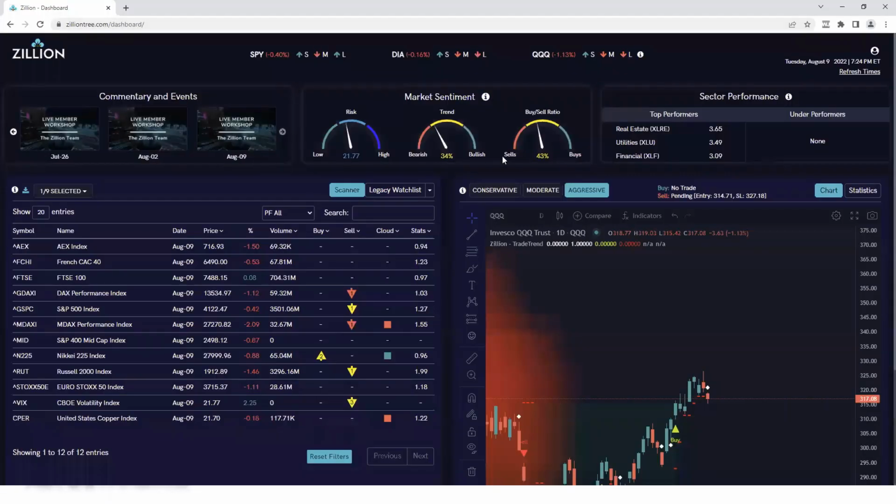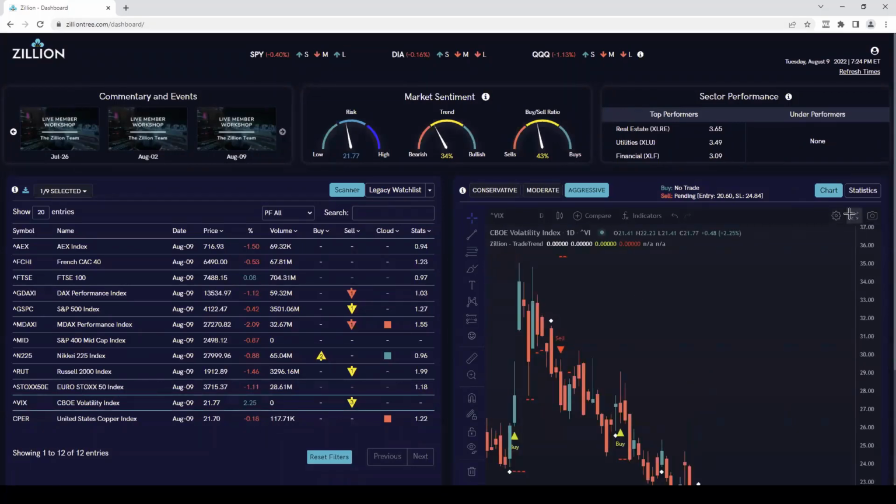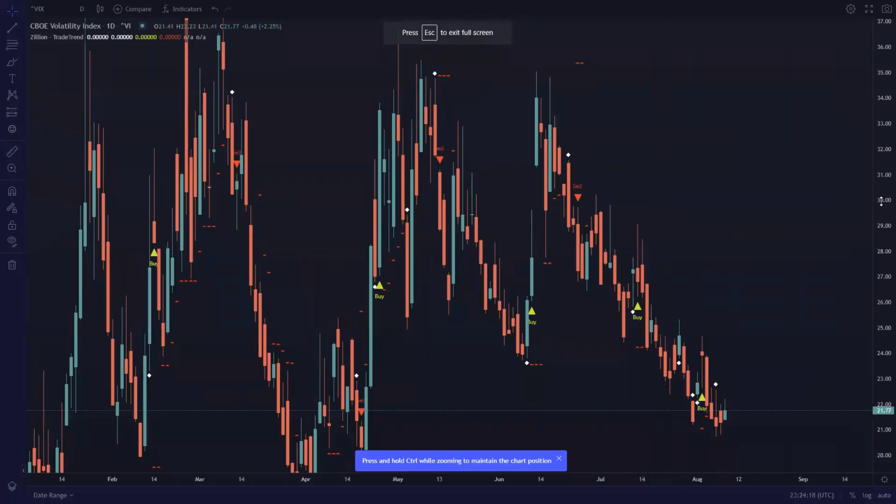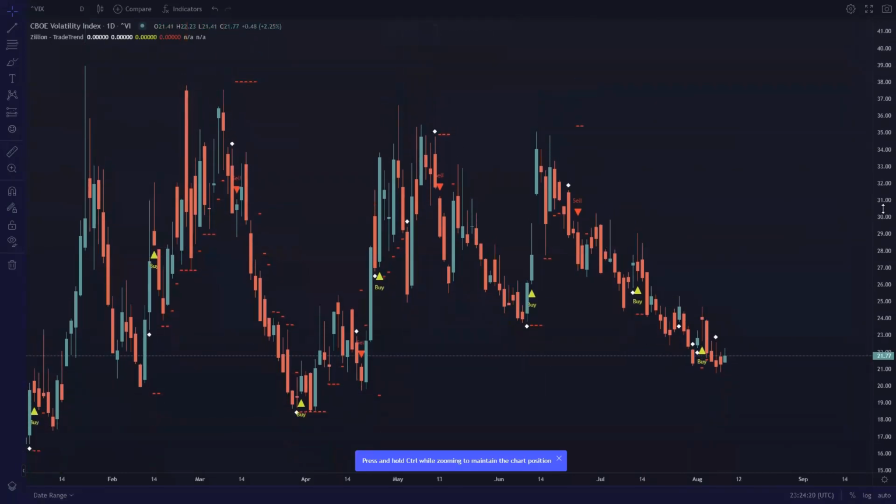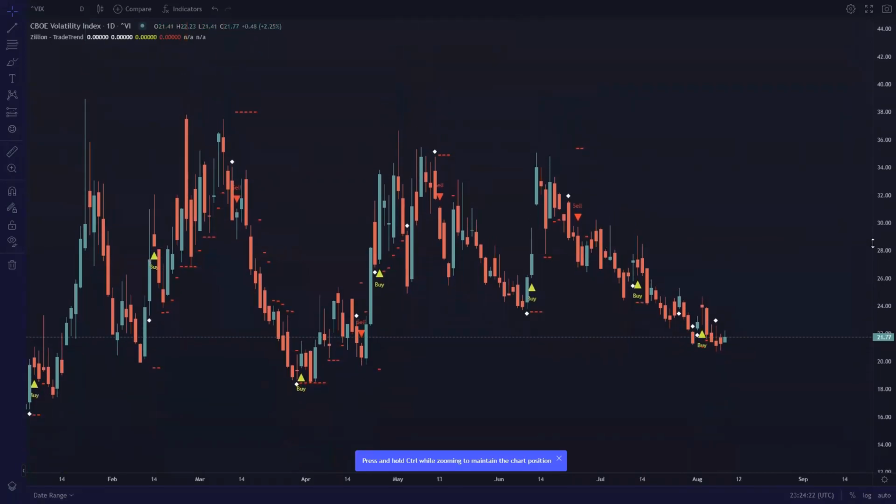And let's now look at the CBOE volatility index, the VIX, and see what's happening here. So we've had a major rotation lower in the VIX, meaning that volatility in the market has come down, and we're not surprised to see that as the S&P moves higher, the VIX tends to move lower, to retreat.